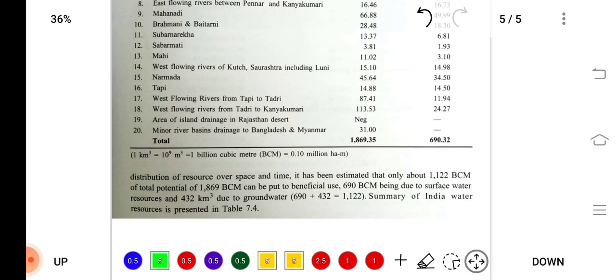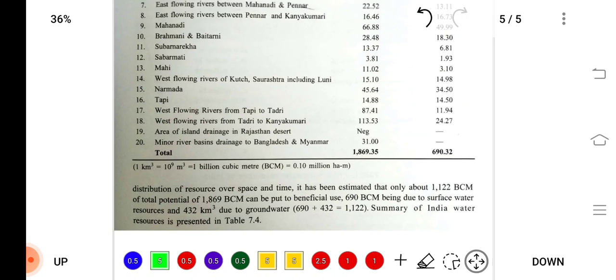So basically, these are the different distributions of the resources over space and time. It has been estimated that only about 1122 billion cubic meter of the total potential of 1869 billion cubic meter can be put to beneficial use, with 690 billion cubic meter from surface water resources and 432 cubic kilometer from groundwater. So this is the kind of summary we have to discuss here, above this table.